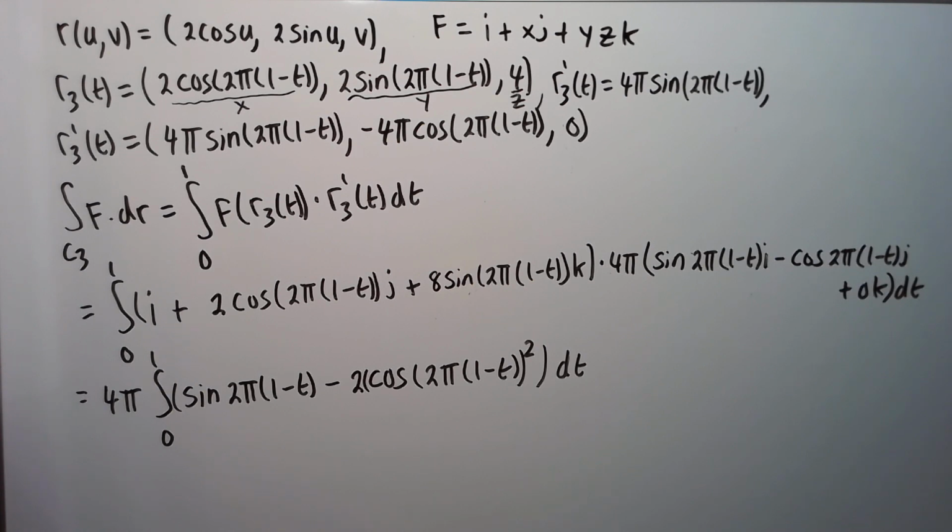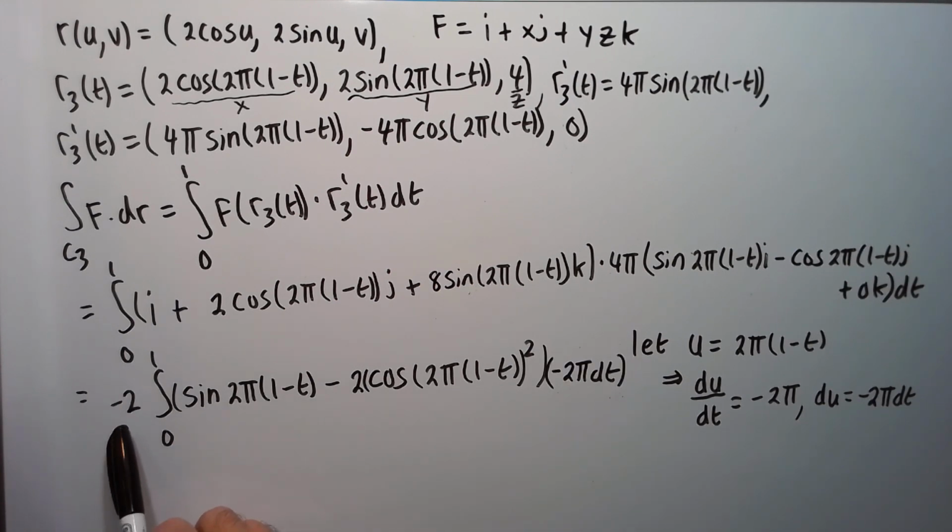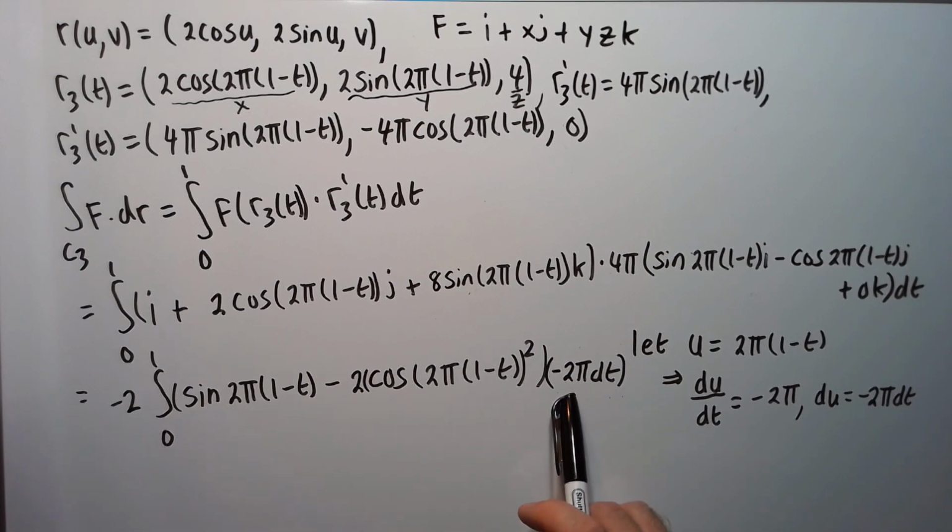Okay, I'm going to make a u substitution again. I'm going to let u equal 2 pi times (1 minus t). Then du/dt would be minus 2 pi, so du would be minus 2 pi dt. I'm going to take this 4 pi and put a negative 2 pi here, and then put a negative 2 outside in place of the 4 pi. You can check: negative 2 times negative 2 pi is 4 pi. I just wrote it like this to make the substitution easier.